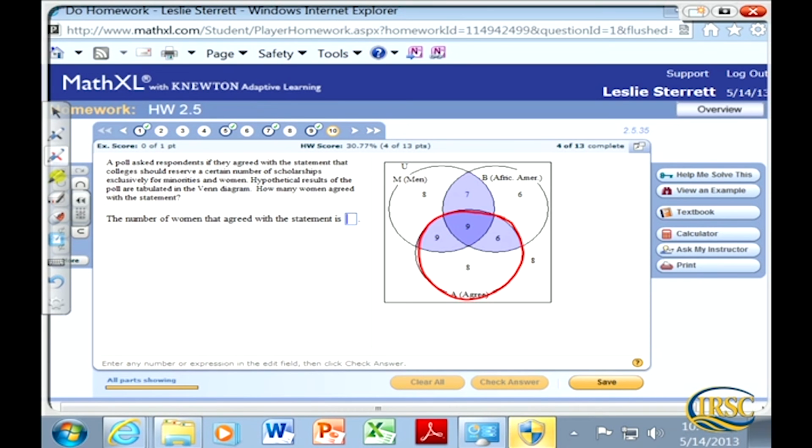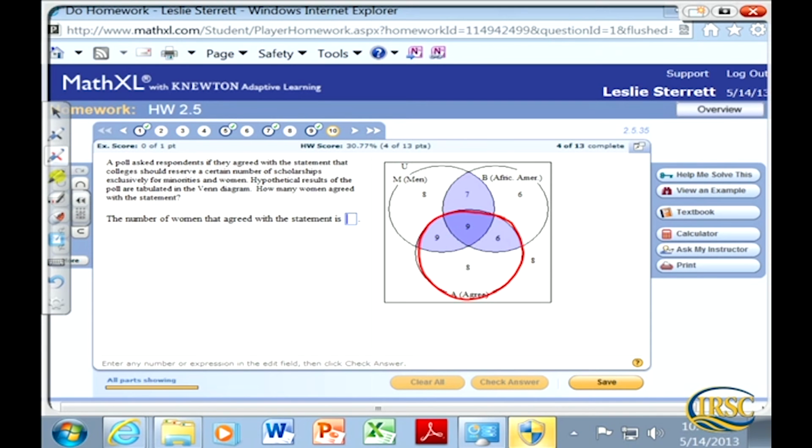Well, let's not be that specific. So anything outside of African American would be not African American. So it could be Asian, it could be Hispanic, it could be white. It could be anything that's not African American. So it's either you're African American or you're not. You're a man or you're not. You agreed or you didn't.